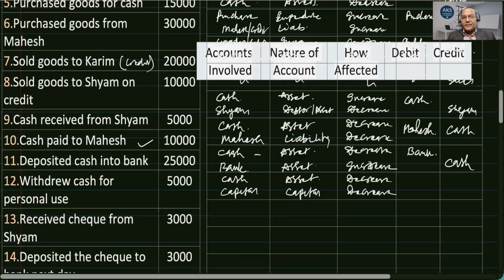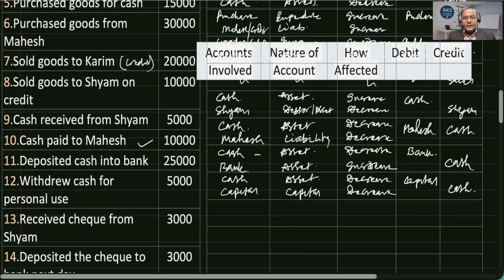Now what is the entry that we are supposed to do? We need to reduce capital. In order to decrease capital, we need to debit it, because it shows a credit balance, because it is the firm's liability to the businessman. So capital is to be debited and cash is to be credited. I hope this is clear. Withdrawal for personal use is termed drawing, which ultimately results in a reduction in capital.